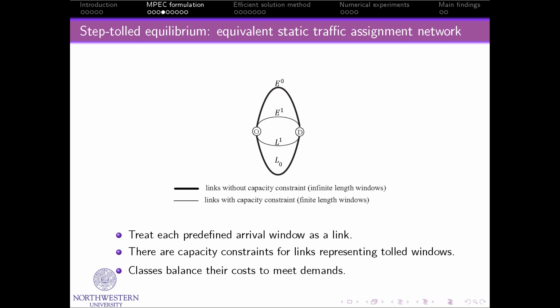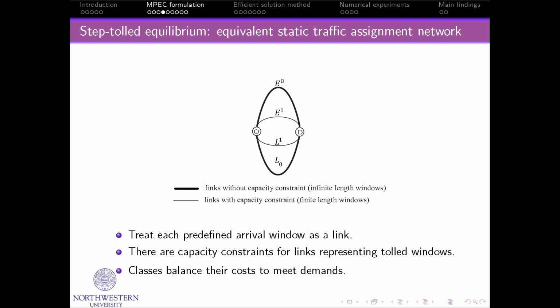So classes will balance their costs to meet the demands. Remember that we already have the isocost curves, which are the cost functions of each user class on each link. However, this simple equivalent static traffic assignment network does not show the relationship between all the classes.